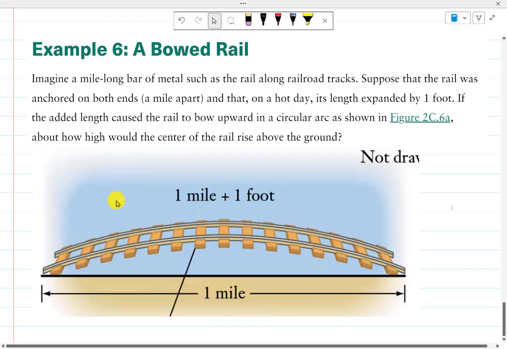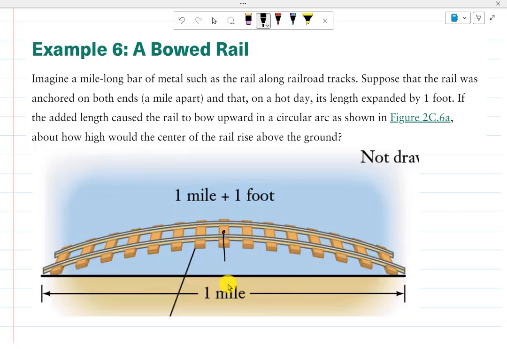So it's expanded by 1 foot. So this is why we put 1 mile plus 1 foot. The railroad tracks, this length, if you measured it out, would be 1 mile and 1 foot because the heat happened. The metal expanded and caused this to happen. So that's why we have 1 mile plus 1 foot. Well, what we want to know is how high this is. So I would like to know how high it is from here to the ground. So we want this letter H.